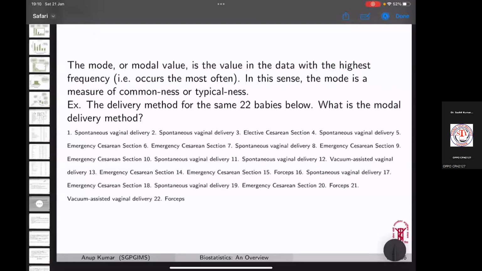But if your data is continuous and you want to summarize the data, one very less frequently used measure is the mode. You can calculate the mode, that is, which one is coming the maximum number of times. The example is that these are the 22 babies who were born in a hospital in the last week, and this is the type of delivery. So what is the modal delivery method? By looking at this, you see which method accounts for the maximum number of these 22 babies. So by this you can present the modal value.